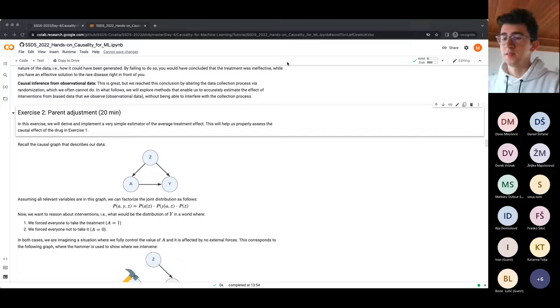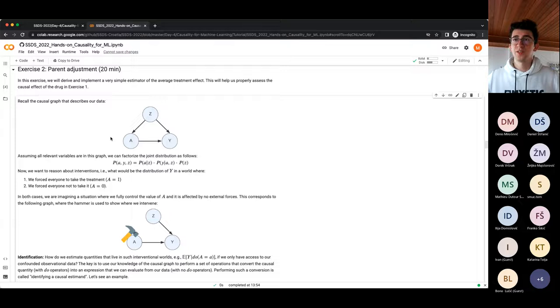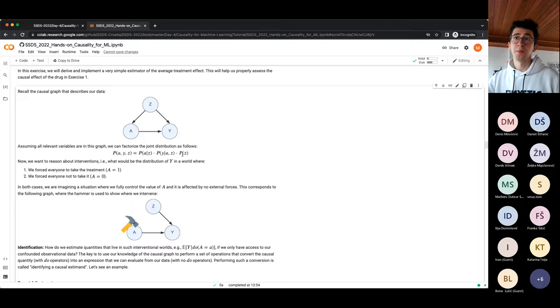So, welcome back, everyone. Let's discuss the solutions to exercise 2, parent adjustment. So, from the previous section, what we concluded was that the causal graph underlying our problem looks a little like this, right? Where the treatment has a direct effect on whether we recover or not, and the conditions affect both of them. And so, in terms of probability theory, we can just write it like this factorization below, which, given what we saw in Causality for Machine Learning 1, global Markov property and faithfulness leads to this factorization.